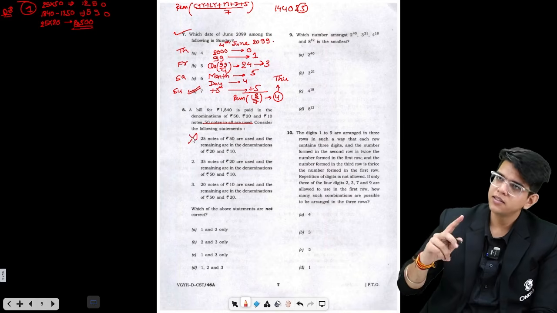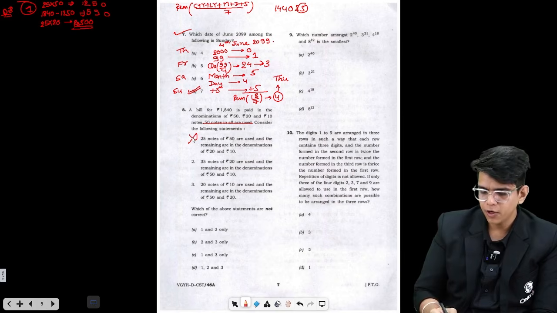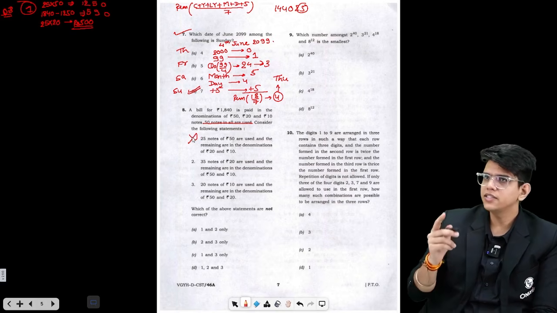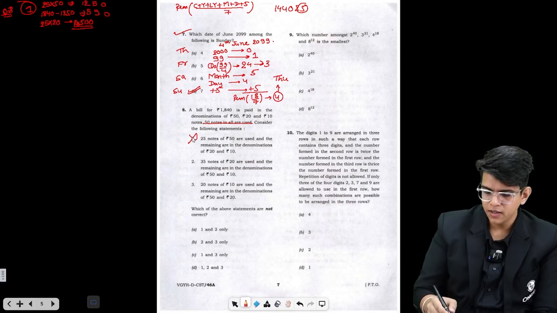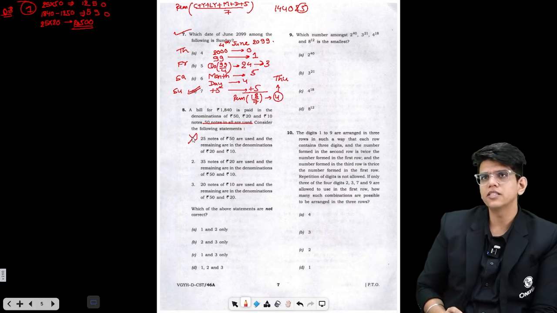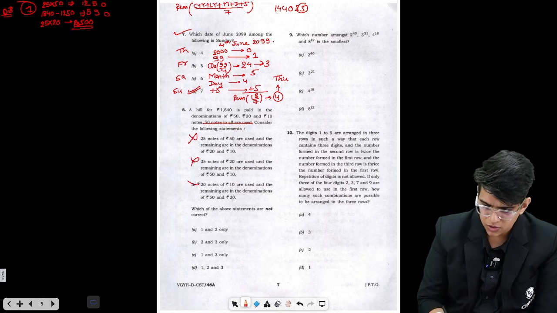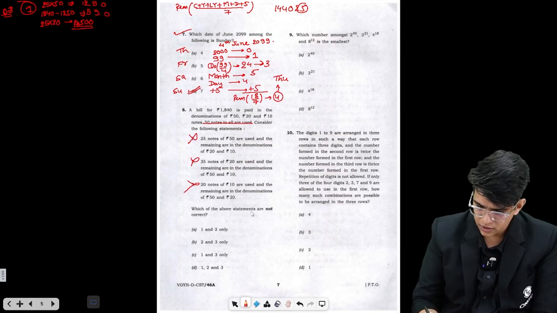Similarly, this is a task for you. Check for 2 and 3 also. You will see that you won't be able to pay 1840 by using the denomination given in the question. So this is also wrong. All the 3 statements are not correct.